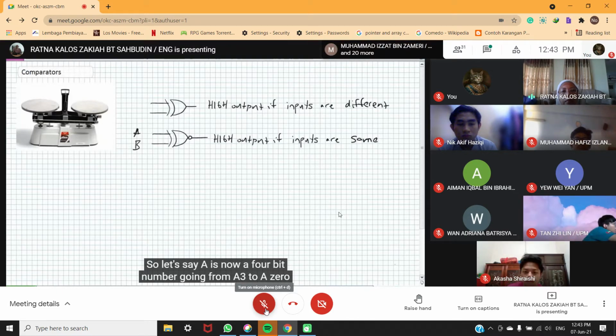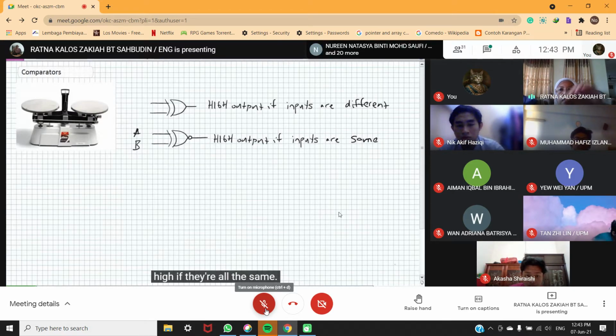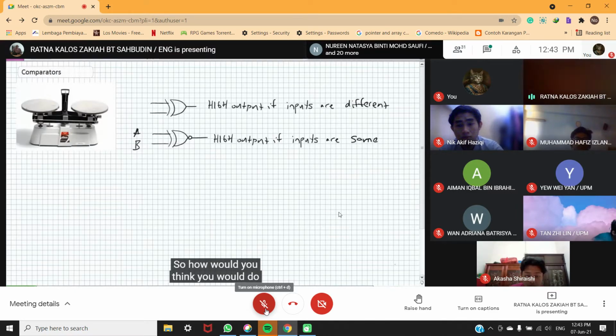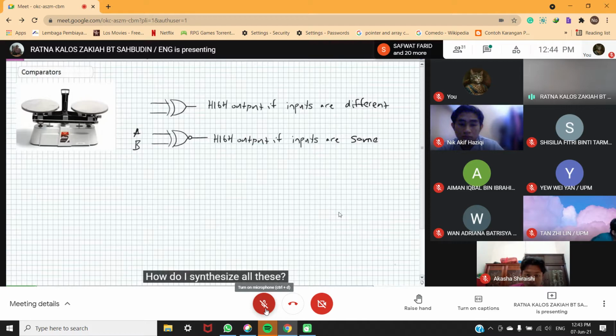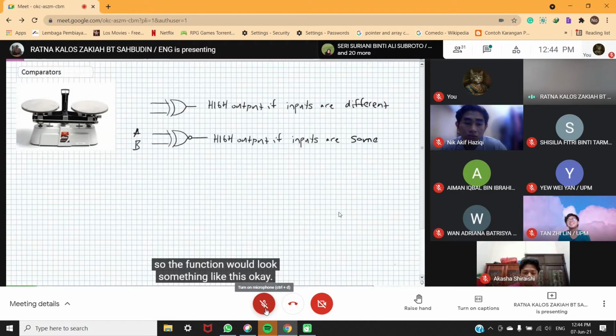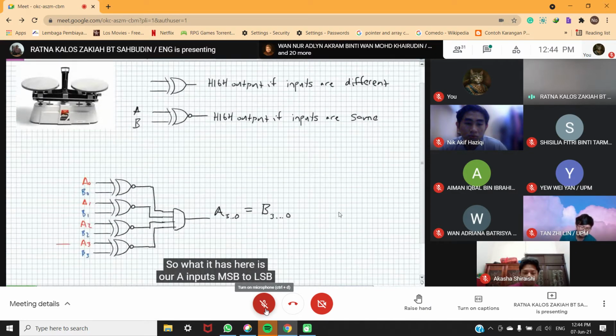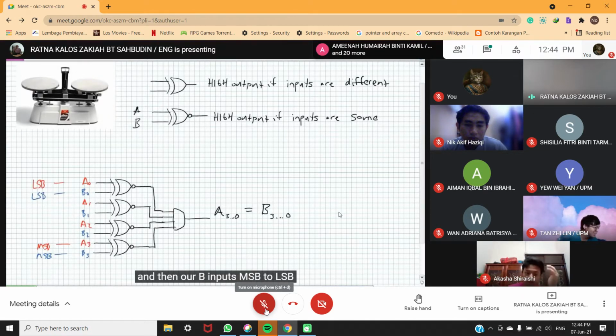So let's say A is now a 4-bit number going from A3 to A0, and B is a 4-bit number, B3 to B0, MSB to LSB. I'm going to test every single bit position, and if all of them are equal, I should output a high if they're all the same. So how would you think you would do that using some of our basic gates? Well, obviously you're going to use an exclusive NOR, because we want an active high output in this case. How do I synthesize all these? Well, they all have to be the same. Think about an AND gate. So the function would look something like this. What it has here is our A inputs, MSB to LSB, and then our B inputs, MSB to LSB.